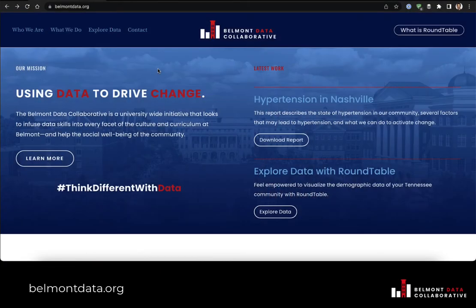Once you get to our website, belmontdata.org, you'll see right on the homepage a little bit about us, as well as some of our latest work. Right now highlighted is our hypertension report, which we'd love for you to download and see what's happening in terms of our neighborhoods in Nashville and hypertension and health directly here. Second is exploring data with RoundTable.